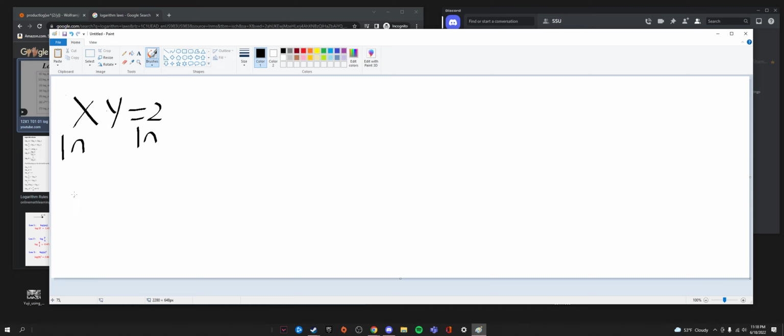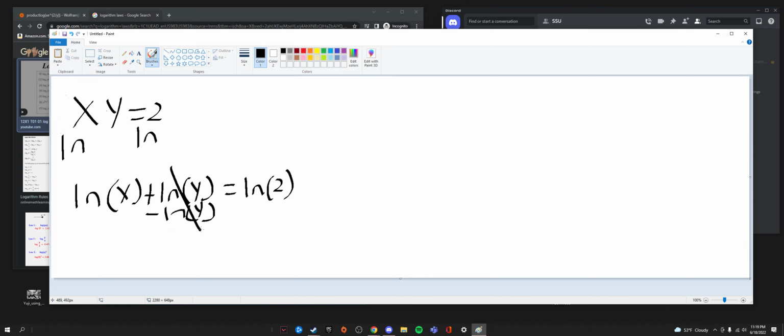is equal to ln of 2, and because of logarithm laws, I can split that up into ln of x plus ln of y, and this is equal to ln of 2. Now I'm going to subtract ln of y on both sides. This cancels out, and we get ln of x is equal to ln of 2 over y. Because of our logarithm laws, I'm just sort of combining them.